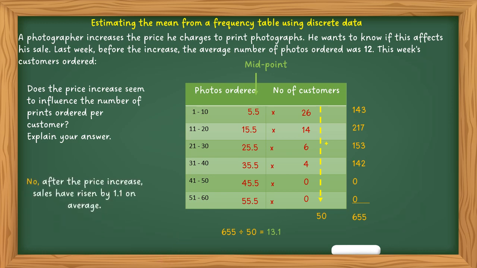It's no. After the price increase, sales have risen by 1.1 on average. And this is another example where you have to explain your answer by mentioning the difference. So this week was 13.1, last week was 12, and you can see the difference. The reason I mentioned that is, when you have to explain something, it can be worth up to 2 points. And if you leave that box blank, after doing all this fantastic hard work, you're going to lose 2 points by not explaining the difference. So think on it every time you are asked for an explanation in any question. Think about comparing data or mentioning the difference.